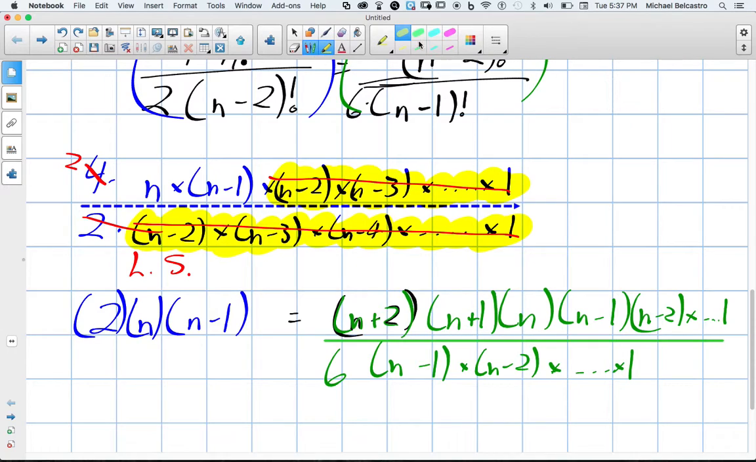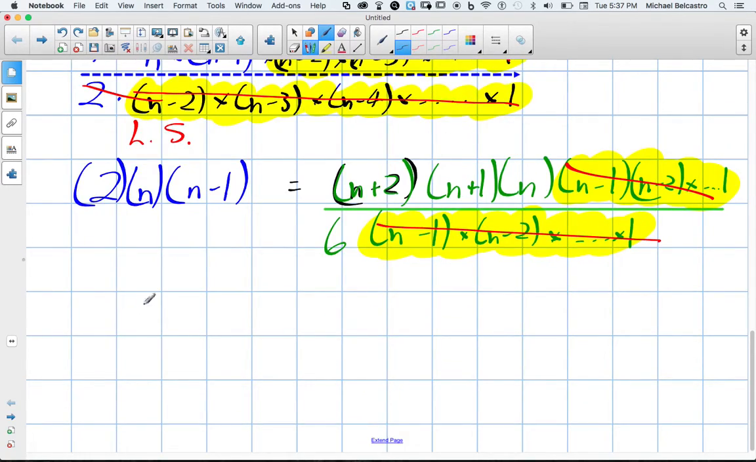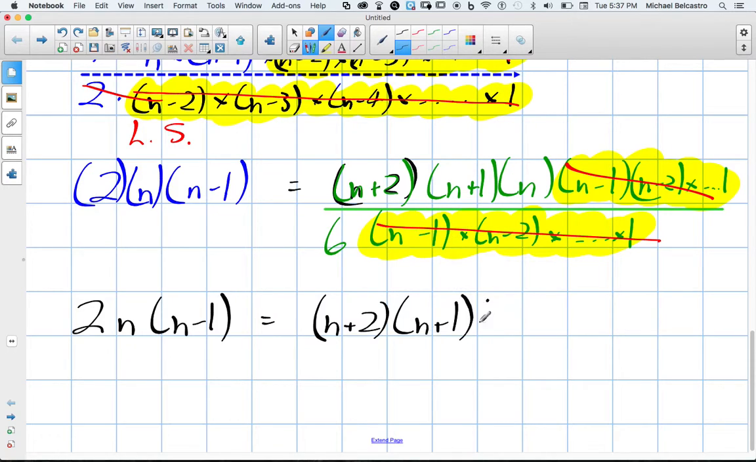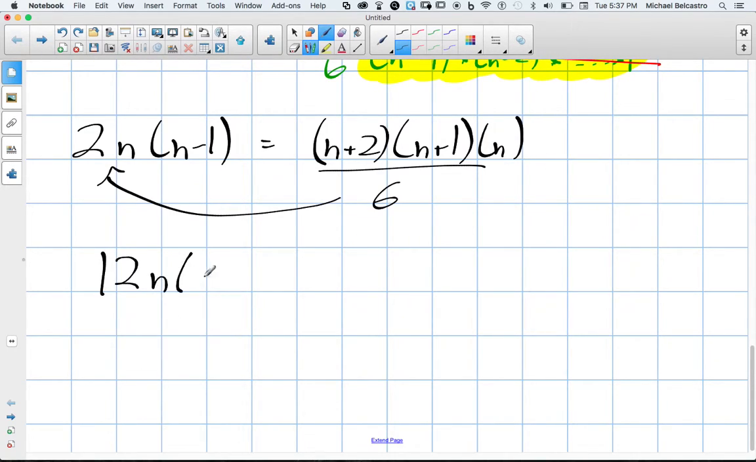So same as the other side, we have a similarity from n minus 1 down. All these values are the same, so they'll all eliminate each other. And when they eliminate each other, let's see what we get. We'll end up with 2n times n minus 1 is equal to, on this side, n plus 2 times n plus 1 times n, so still 3 terms, over 6. We can bring the 6 over and multiply, so that becomes 12.